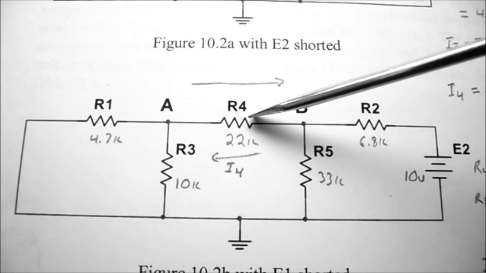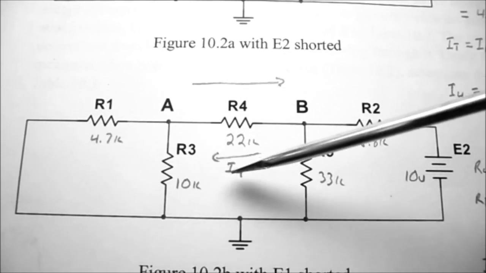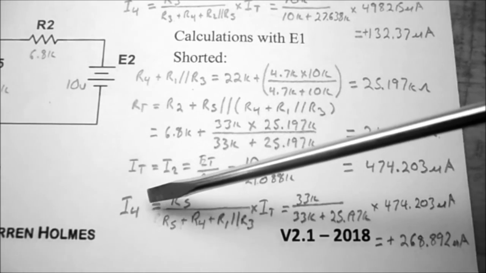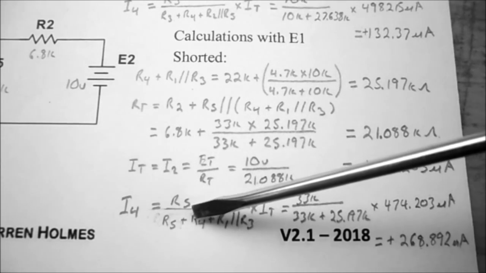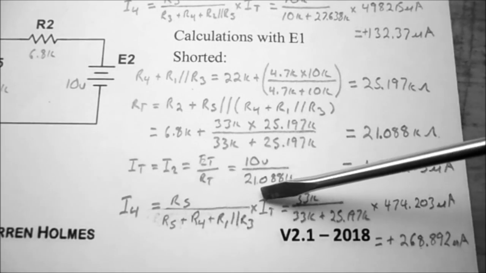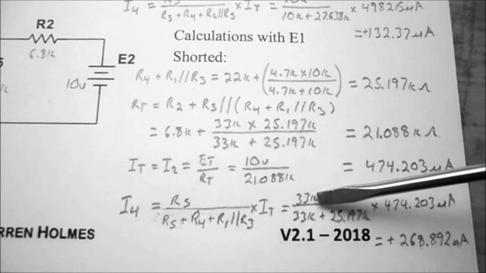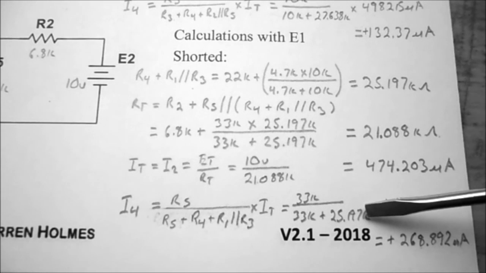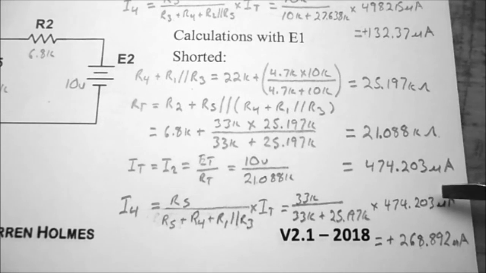In this case, it's R4 plus R1 in parallel with R3 that we calculated earlier. So using the current divider rule to find I4, I take R5, divide it by R5 plus R4 plus R1 in parallel with R3, times the total current IT. So that's equal to 33K divided by 33K plus 25.197K times 474.203 microamps.